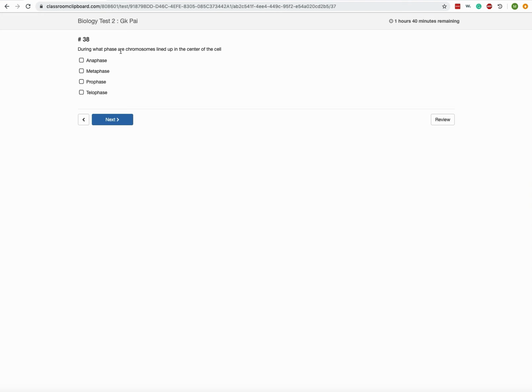During what phase are chromosomes aligned up in the center of the cell? That is metaphase. Comes right before anaphase.